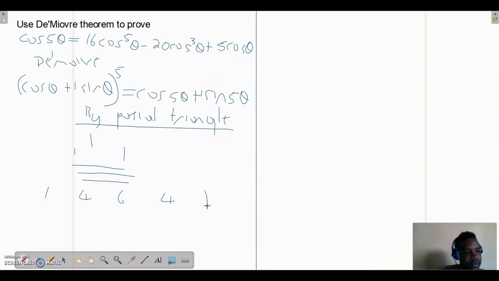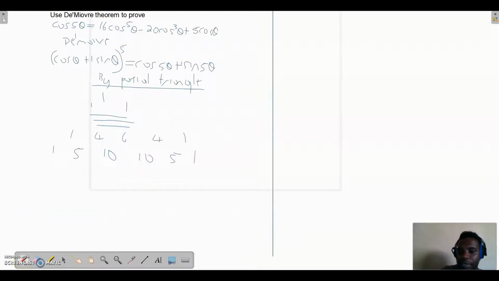Which means that for the bracket to the fifth power, it's going to be 1. 1 plus 4 is 5. 4 plus 6 is 10. 6 plus 4 is 10. 4 plus 1 is 5. And then it ends with 1. So those are the coefficients I really need to expand this bracket using the Pascal triangle. So by Pascal triangle, we're going to have (cos theta plus i sine theta) to the fifth power.